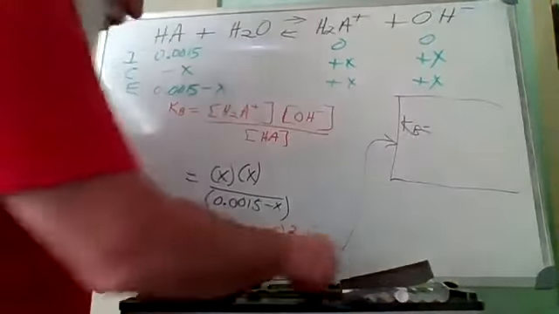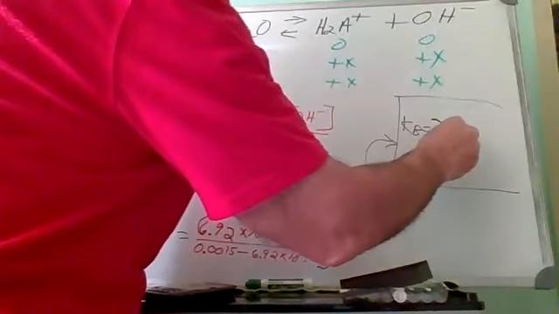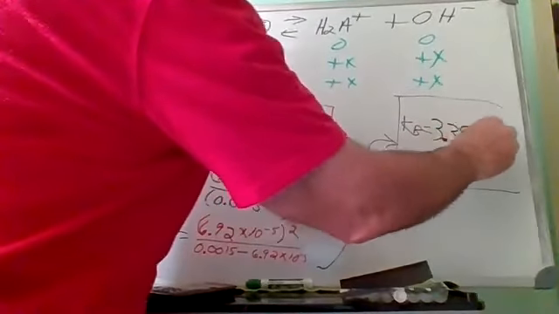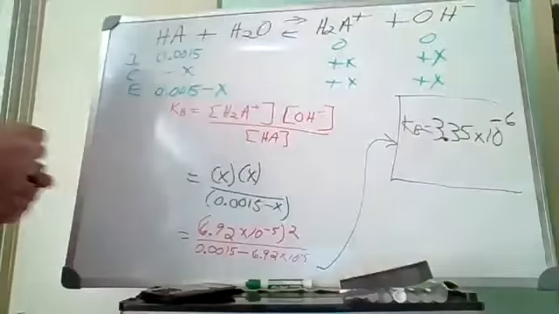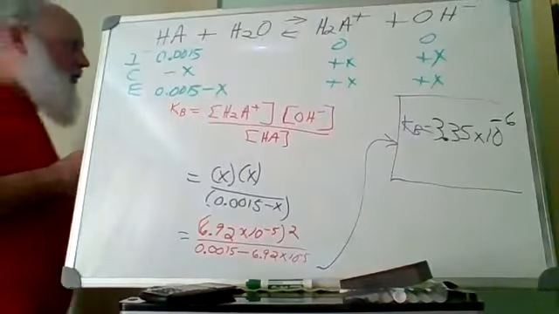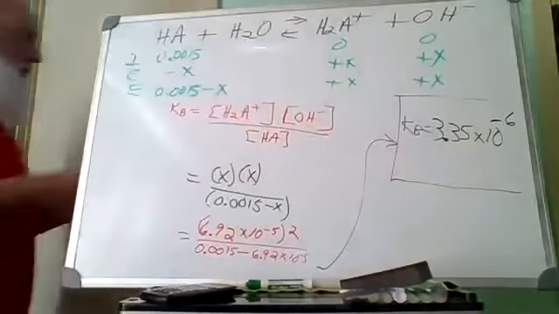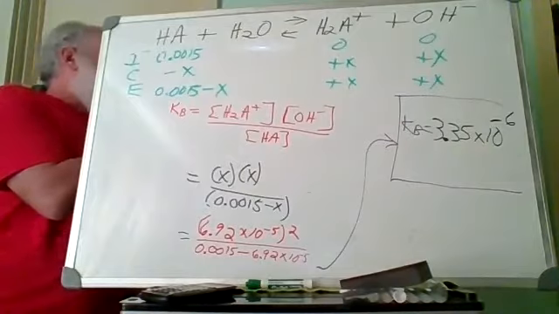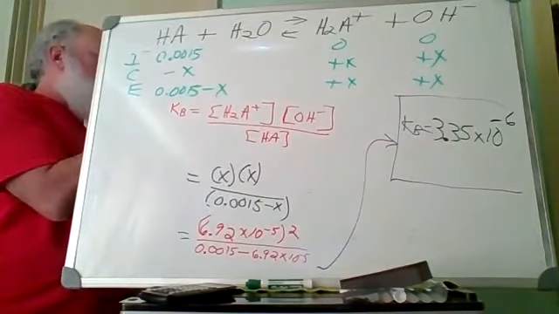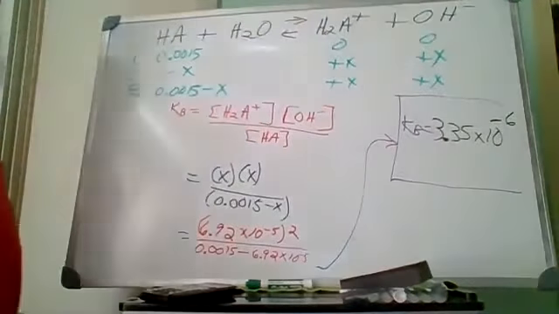And I get 3.35 times 10 to the negative sixth. And let's see if that's what we have here. That was exercise 16.5. Yes. Okay, so that's the answer in the back of the book.